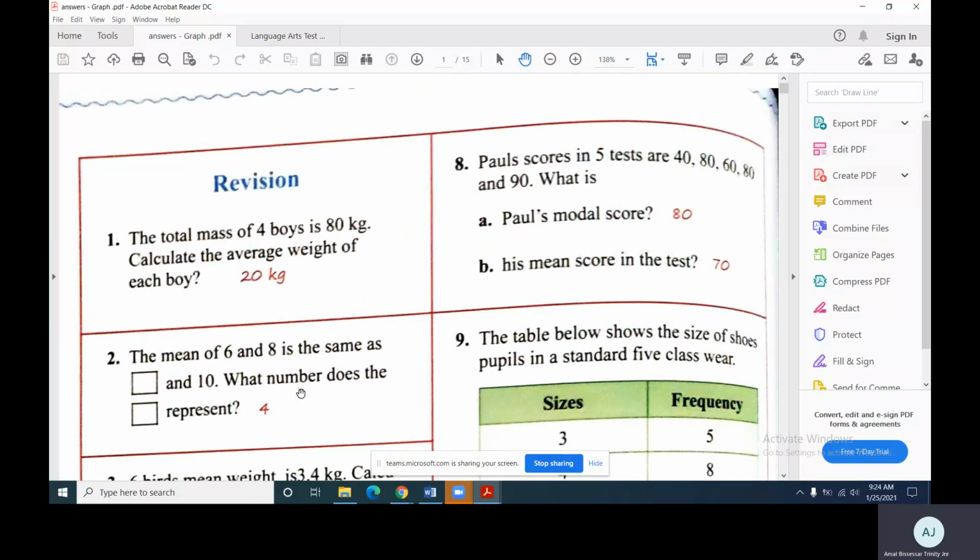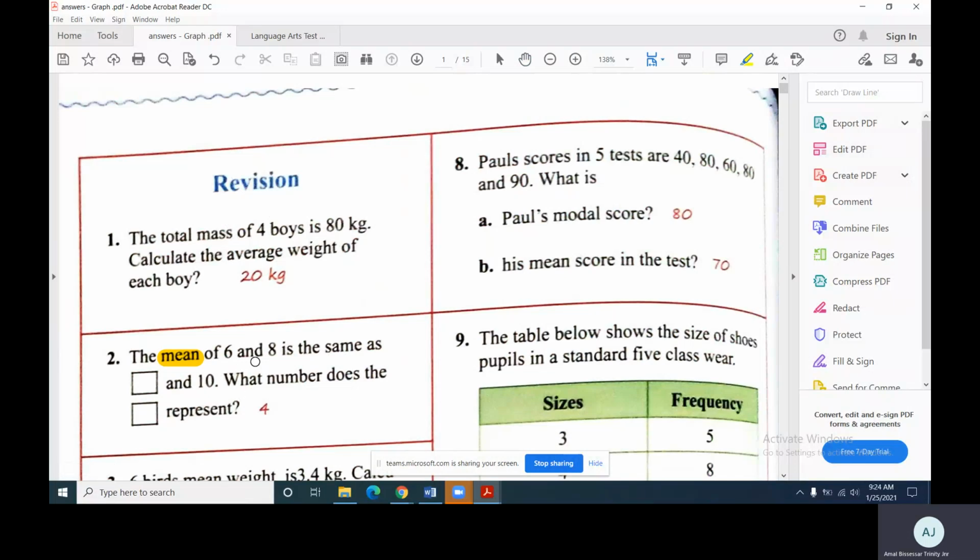In number 2, they say the mean of 6 and 8 is the same as 10 and another number. What is the other number? Now, in this question, it's a common question that comes. They always say the mean of the numbers is, and then you try to find the same mean. And it kind of ties up children. You don't have to find the same mean.